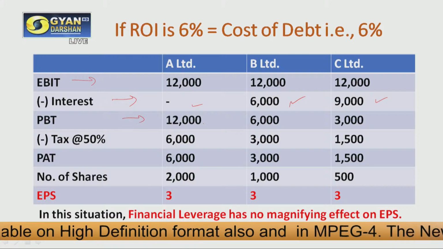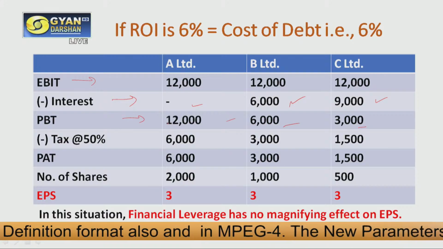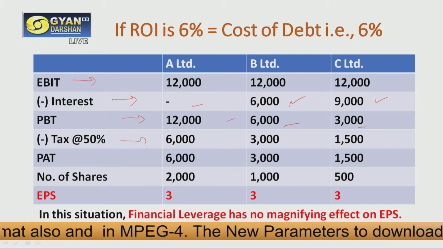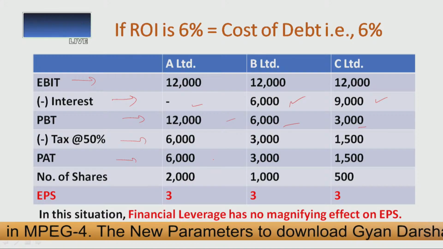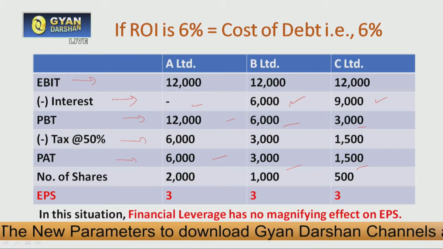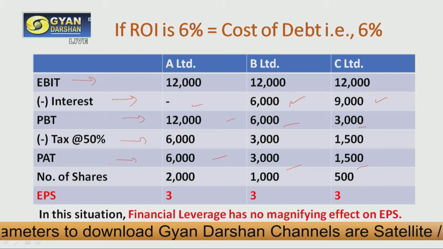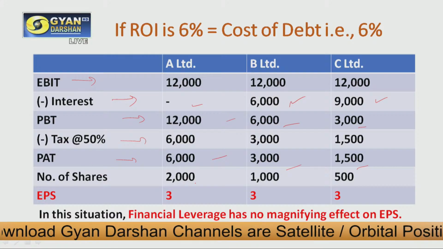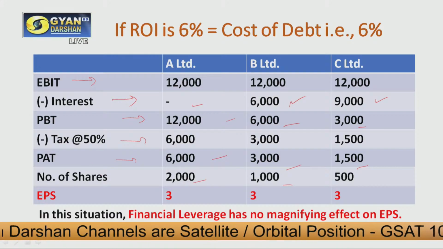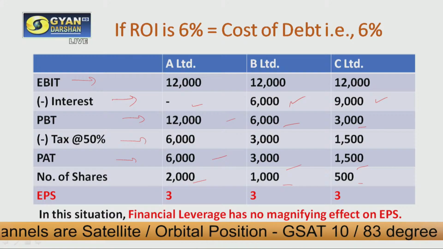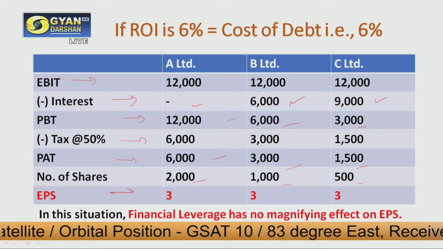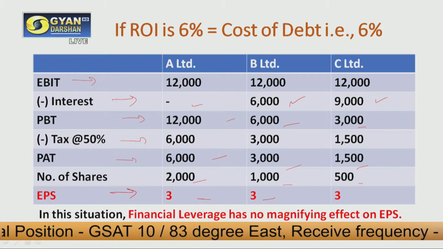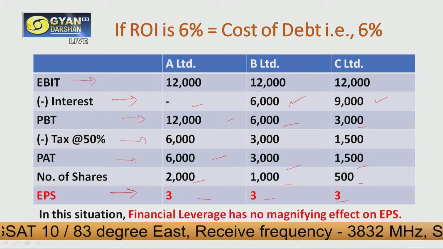PBT will be 12,000, 6,000 and 3,000. Again, 50% tax we have to deduct and we will get profit after tax, that is 6,000, 3,000 and 1,500 in all the 3 cases. The number of shares we already calculated, that is 2,000 in case 1, 1,000 in case 2 and 500 in case 3. And you can see that EPS is the same in all the 3 scenarios, that is rupees 3.